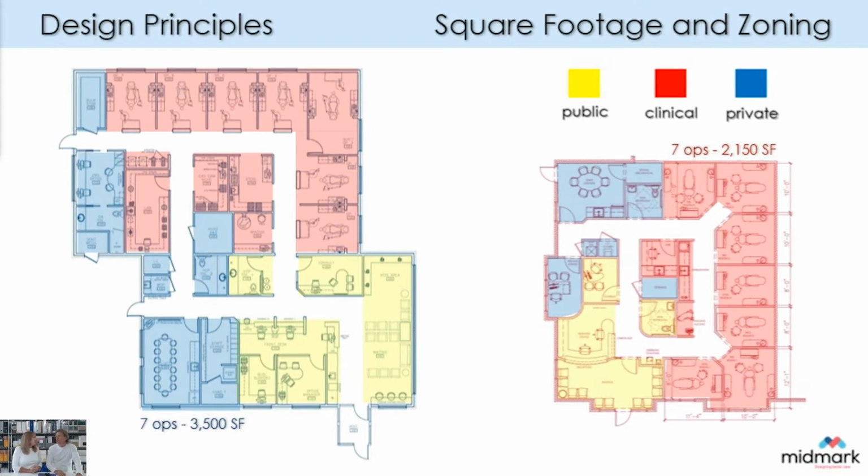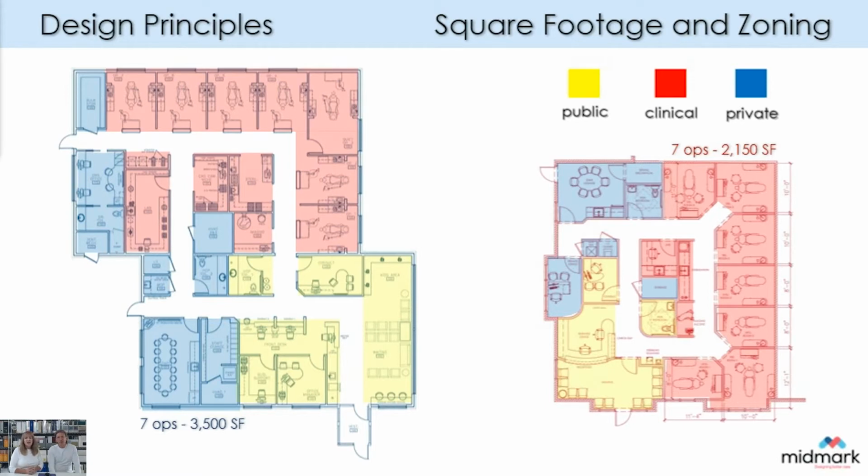You notice we have two plans. We have a plan on the left that is 7 operatories. We have a plan on the right that is 7 operatories. They are distinctly different in their organization of spaces, although when you look at them zoning-wise, all the yellow is together, all the red is together, and all the blue is together. That does indicate that they're well zoned as far as the organization of spaces.